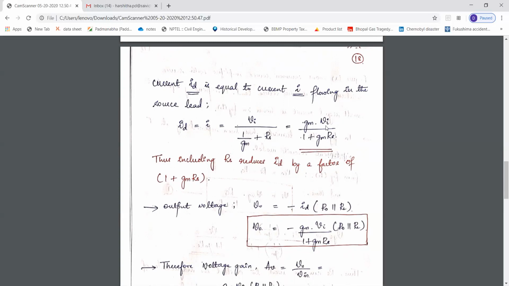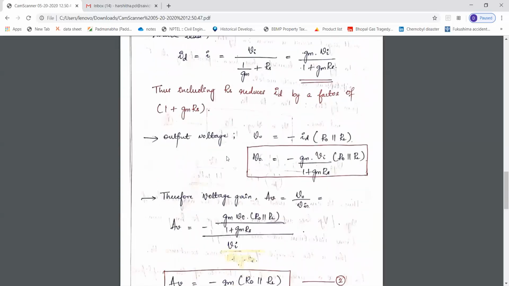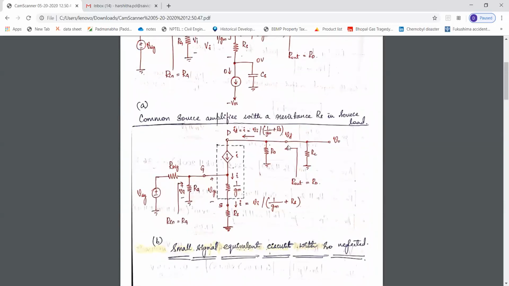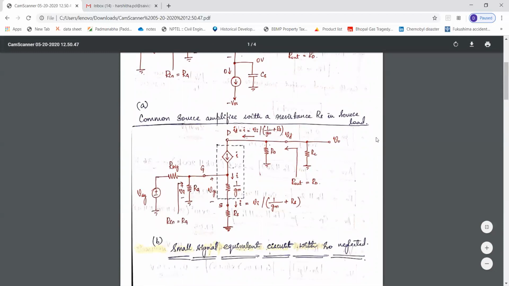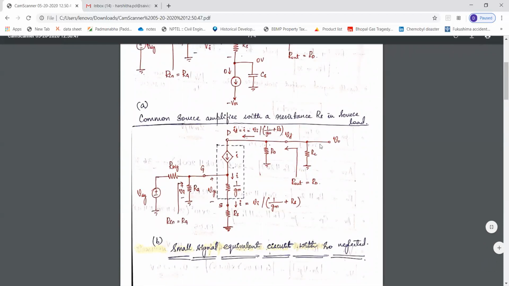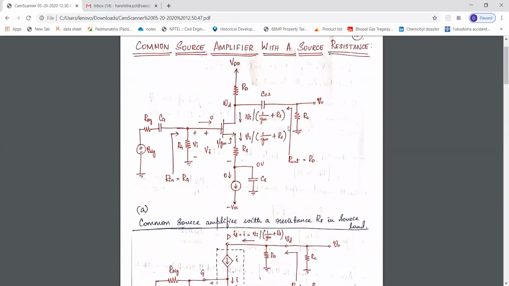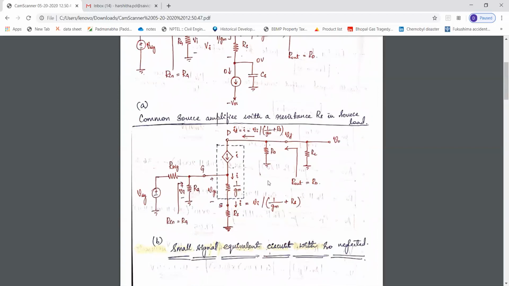Previously it was Gm into Vi. Now it is (1 plus Gm into Rs) in the denominator, so the drain current is reduced. The output voltage V naught is equal to I into R, isn't it? What is I? I is I naught, and R is the parallel combination of RD and RL.